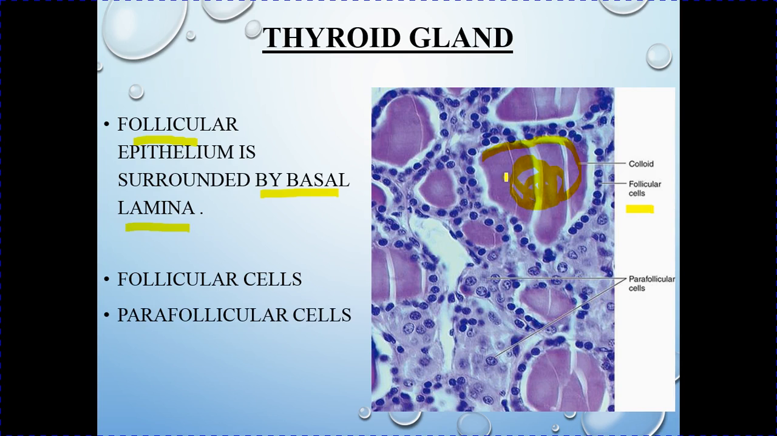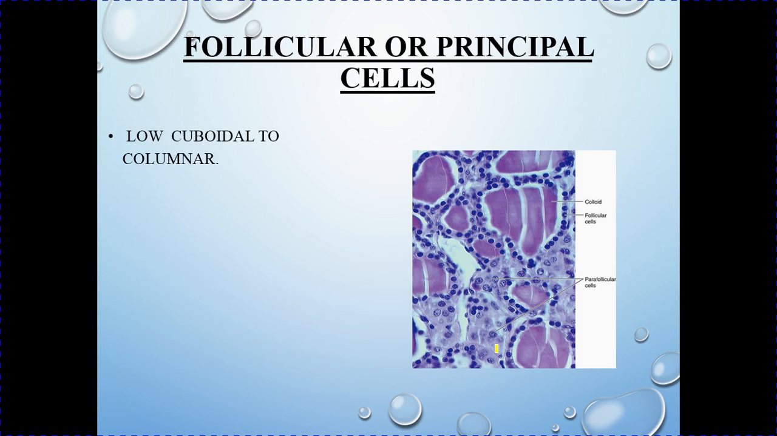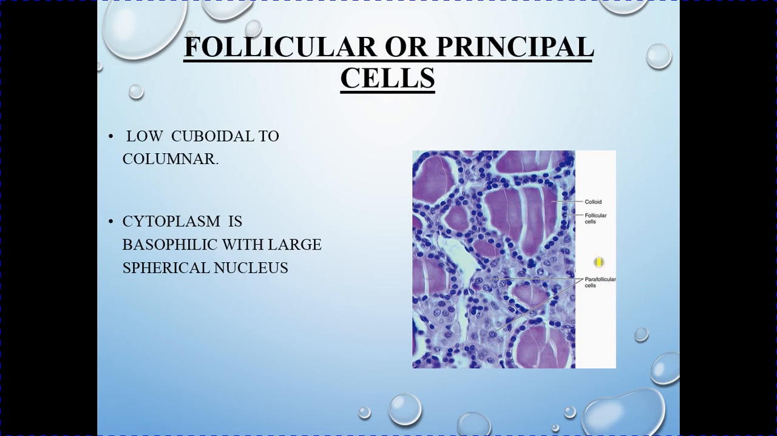We have another type of cells present in the thyroid gland. They are called parafollicular cells. Now you can observe that the parafollicular cells are present between the thyroid follicles, near the basement membrane, and they are slightly larger than the follicular cells. The follicular cells are also called principal cells, and they are from low cuboidal to columnar in shape depending on the activity of the gland.